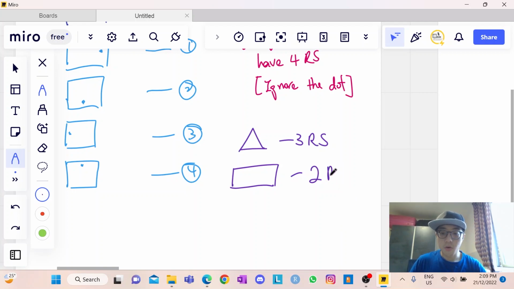A rectangle will only have 2 rotational symmetry, right? Why is it not 4 as the square? Because you can see that the longer flat line on top, when you turn 90 degrees, it will not produce the same shape. It will produce a shape like this, which is not the same as the original shape. Therefore, this cannot be counted as a rotational symmetry of a rectangle.